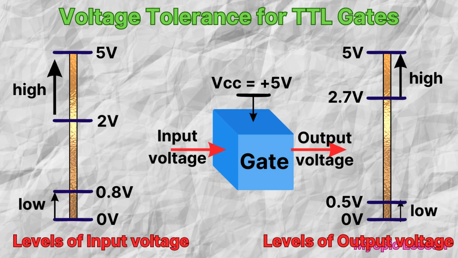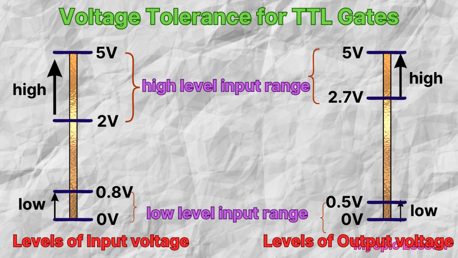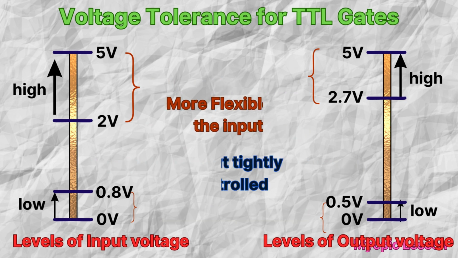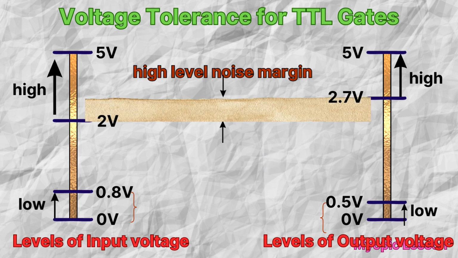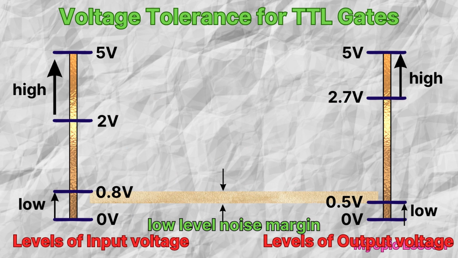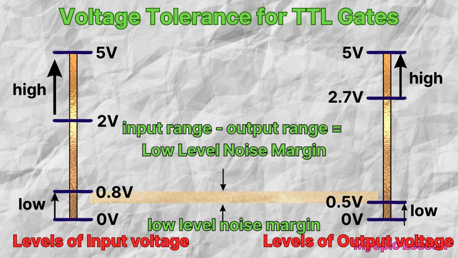Here is the comparison of voltages at both of the sides. Obviously, the acceptable tolerance of voltage is higher at the input side. This means the logic gates are more flexible to the voltage swing at the input terminals. The noise margin of a logic gate is defined as the difference between input and output range.